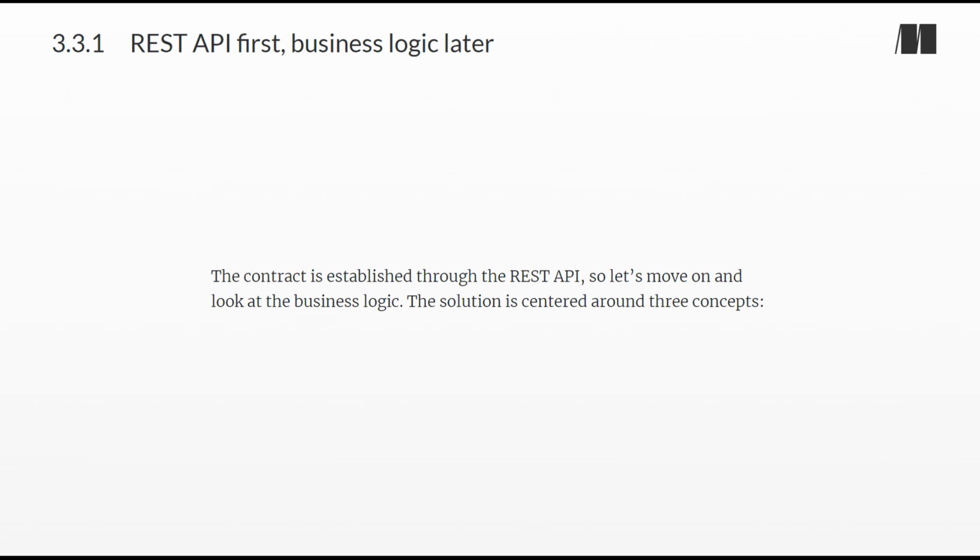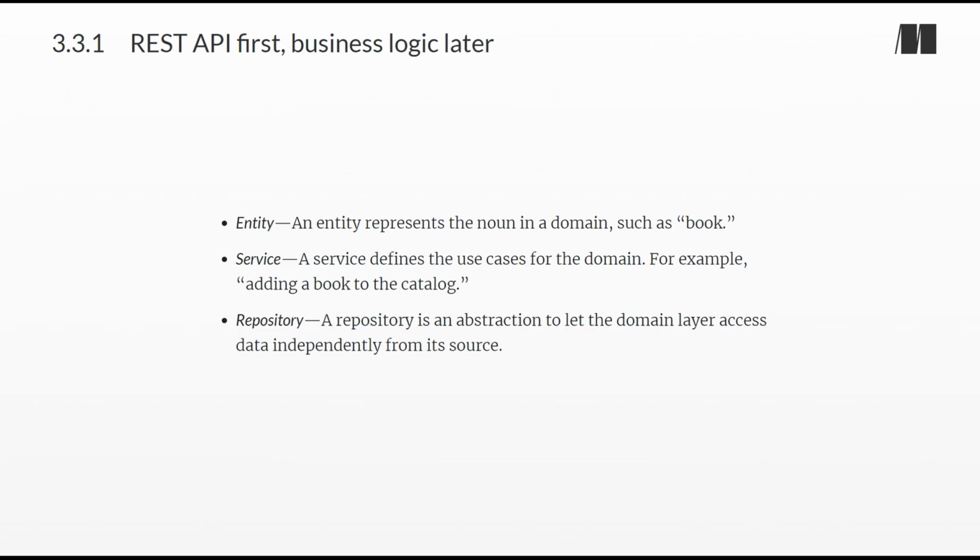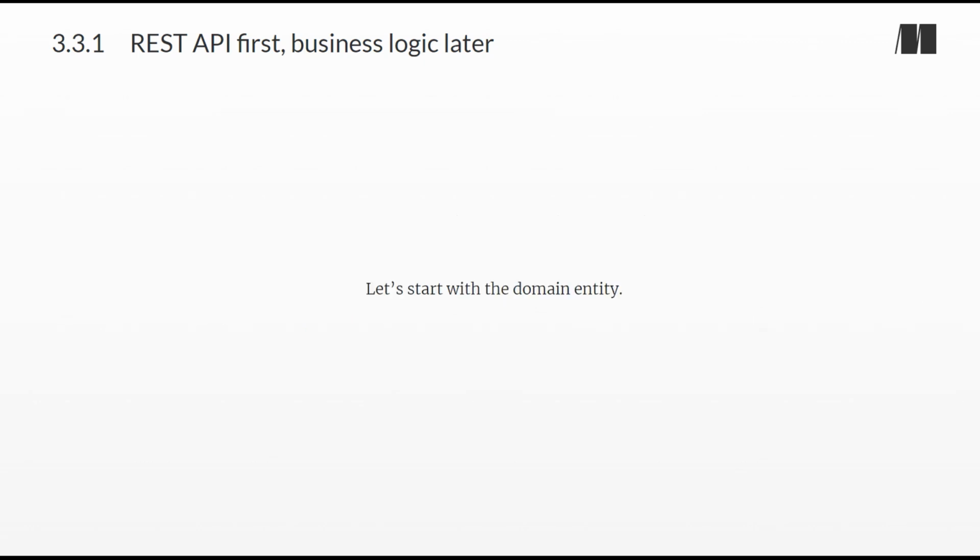The solution is centered around three concepts. Entity. An entity represents the noun in a domain such as book. Service. A service defines the use cases for the domain. For example, adding a book to the catalog. Repository. A repository is an abstraction to let the domain layer access data independently from its source. Let's start with the domain entity.